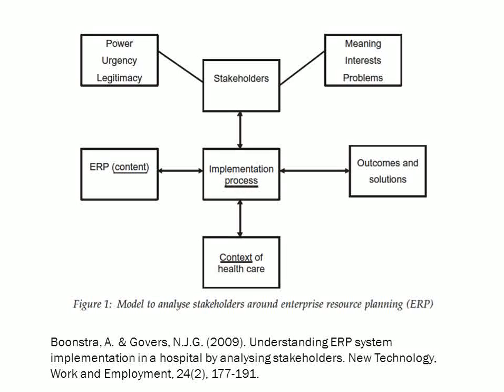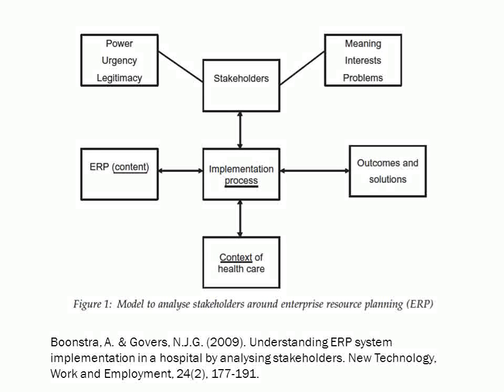I've posted the article, Understanding ERP Systems Implementation in a Hospital by Analyzing Stakeholders, by Boonstra and Govers, up on our course website, and it's under the section for Module 2. This figure illustrates the model which they write about in their paper. This model is informed by processual, interpretive, and integrationist models of change. These models emphasize that various groups of people and organizations may interpret information systems differently, and that these interpretations may influence their actions and affect the implementation and development of the ERP systems within the organization.